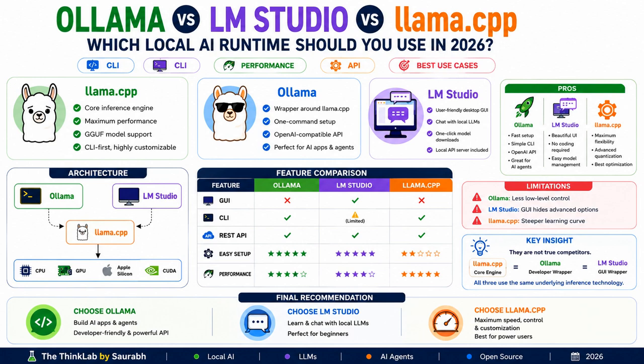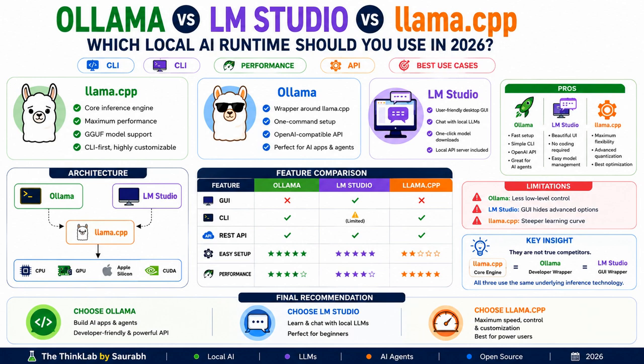Now let's meet our first tool, llama.cpp. Think of llama.cpp as the engine of a car. It is the core inference engine. Its main job is to load and run large language models efficiently. It supports GGUF model files and works on the CPU and also on NVIDIA GPUs. It also supports Apple Silicon and AMD GPUs, right?